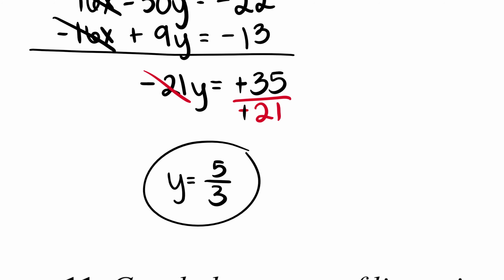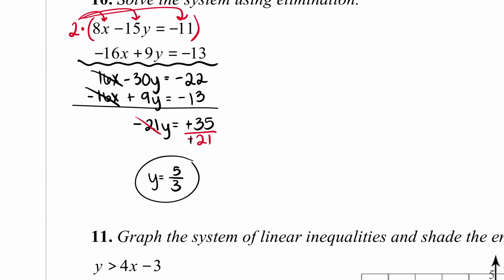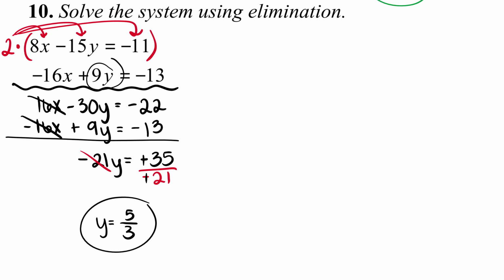I can now take this fraction and plug it in to either one of these, right? I'm going to go ahead and go for the bottom one, just because the y is smaller versus the top. Again, smaller numbers, easier to deal with, so that's what I'm going to do. So let's do this one right here. Again, you can do the top, you'll get the same answer. So negative 16x plus 9y. Now instead of y, I'm going to put in my number, 5/3. Some of y'all already see what's going to happen.